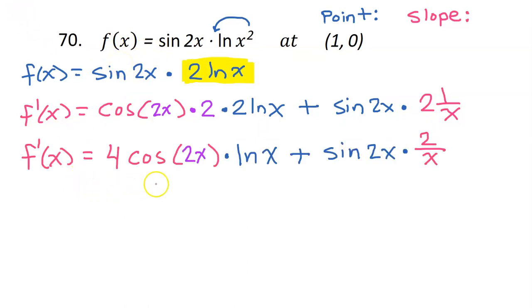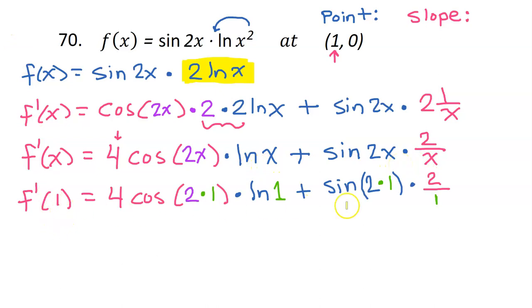I simplified a tiny bit here. I did the 2 times 2, and that's where this 4 came from, and I wrote the 2 times 1 over x as 2 over x. That's all I did. Anyway, our goal is to find the slope at this point. In other words, the slope at x equals 1. So I need to find f prime at 1, which means I'm going to plug in 1 for all of these x's. So it looks like this.